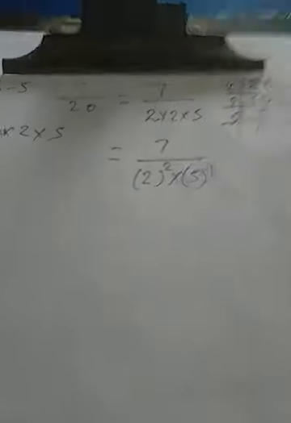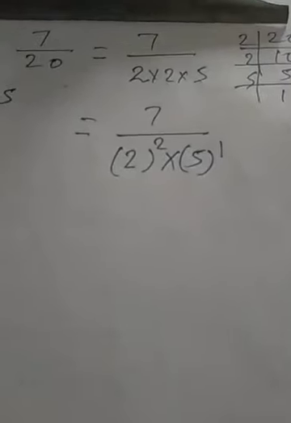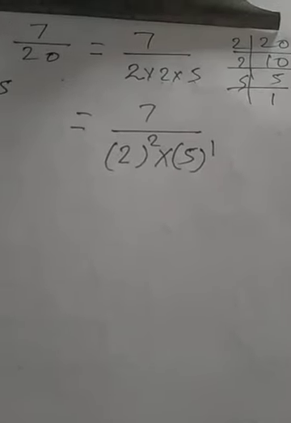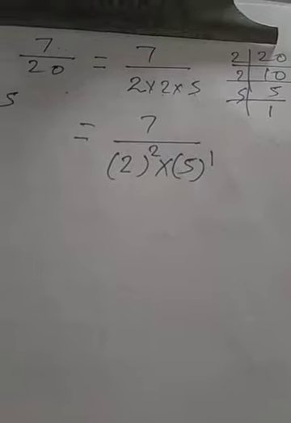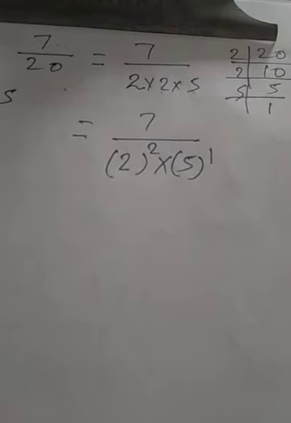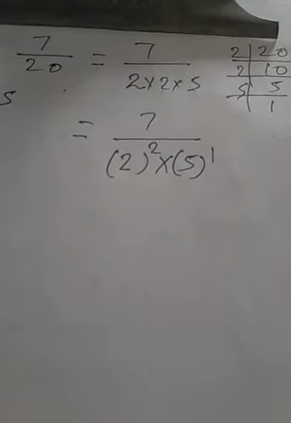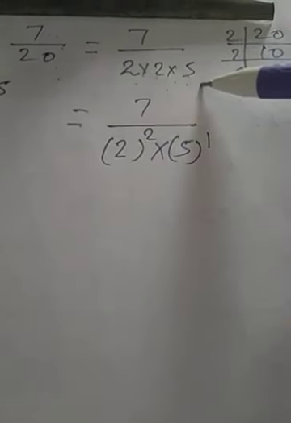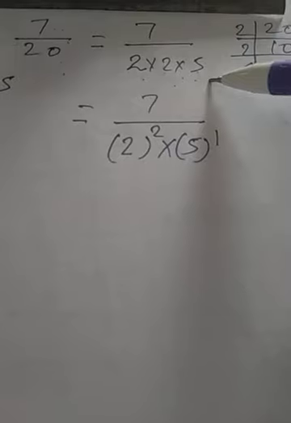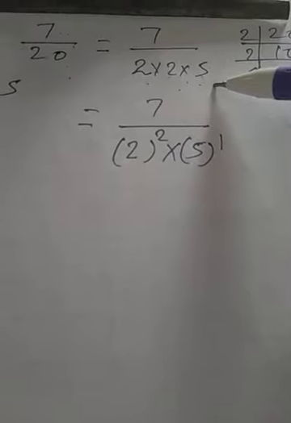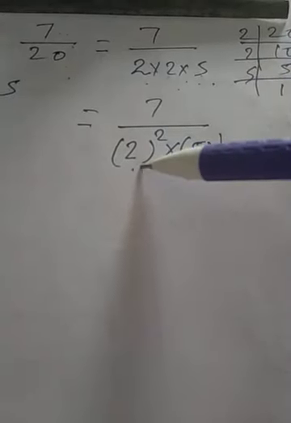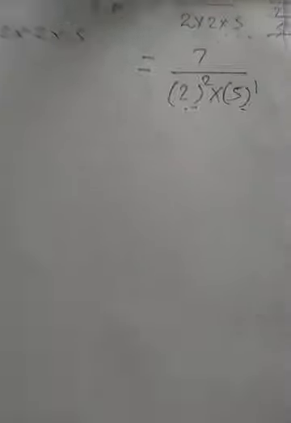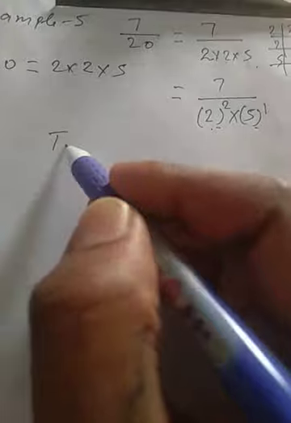Here you can see the denominator of the given number 7 by 20 has only 2 and 5 as prime factors. In the prime factorization of 20, we find 2 into 2 into 5. That is, the prime factorization of 20 has only 2 and 5 as prime numbers. So it is also terminating.